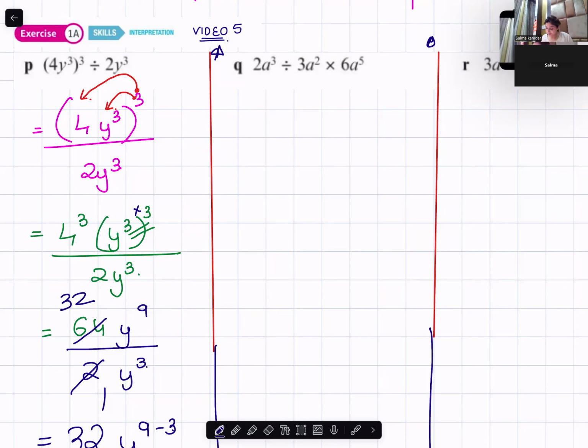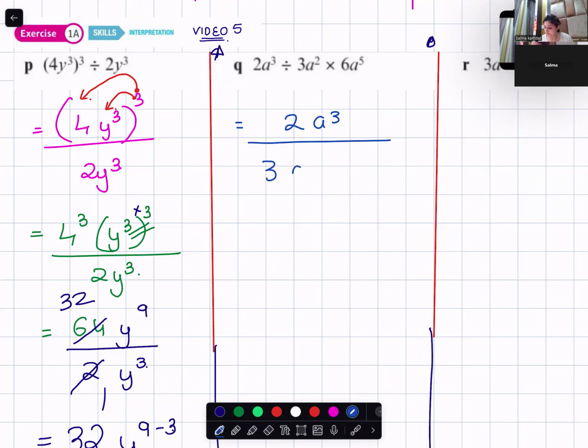Now, as you know, you should first write it in the proper form. So I will write this properly. So this will become 2a cube divided by 3a square into 6a^5. Also, to apply the law of indices, your base needs to be the same. And you cannot apply more than one law of indices at the same time. Since you cannot apply more than one law at the same time, you see what you want to deal with.